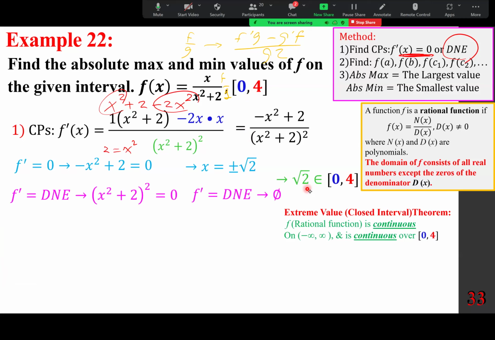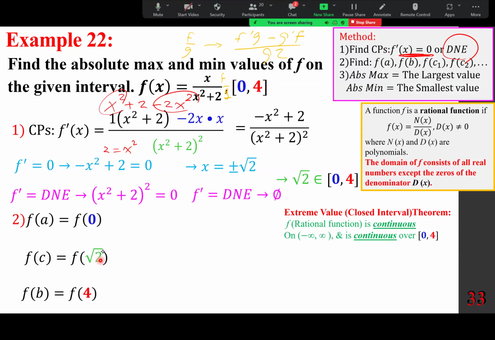Therefore, we evaluate the original function at the endpoints as well as square root of 2. Now, 0 is very simple. 0 over a number other than 0. 0 over 2 makes it 0, very straightforward.